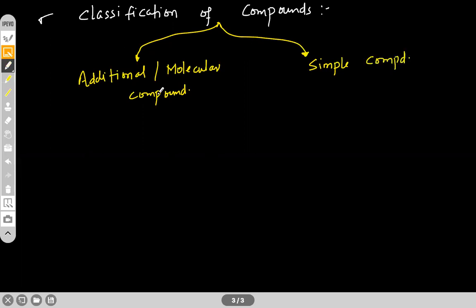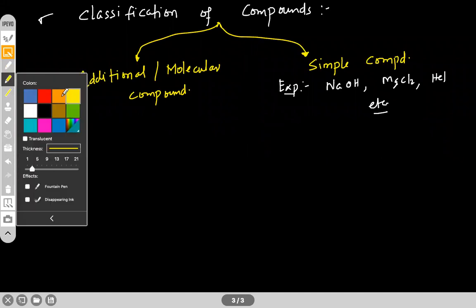And the other one is simple compound. Simple compounds are simple molecules. We have examples here: NaCl, NaOH, MgCl2, HCl, many things, okay? All these are simple compounds.